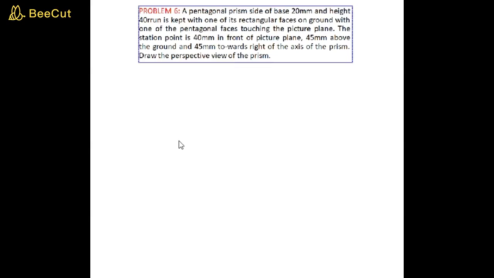So we have a prism, that is a pentagonal prism. You know the front view and the top view of that particular object. Here we have a pentagonal prism, which means it has two pentagonal faces and five rectangular faces, and the prism is resting on the ground plane with one of its rectangular faces, which means in front view you will get a pentagon and top view is a rectangle.